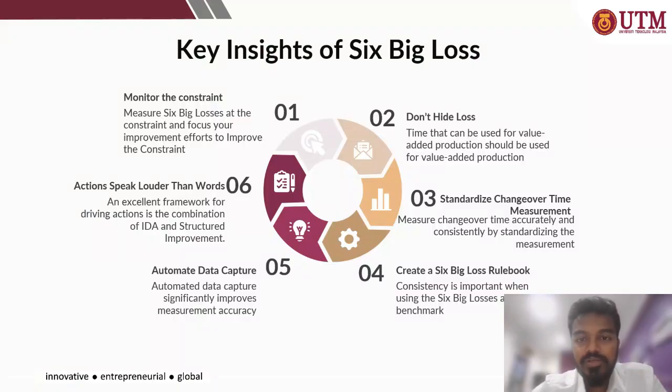Key insights for the 6 big losses. The first one, monitor the constraint. Every manufacturing process has a constraint, which is the fulcrum for the entire process. Measure the 6 big losses at the constraint and focus your improvement efforts on improving the constraint. This will be the fastest path to improve throughput and profitability.